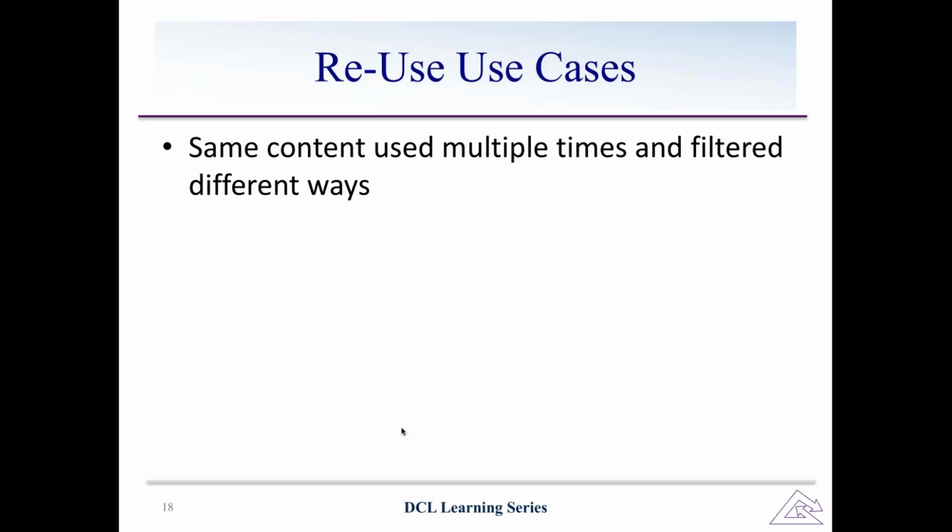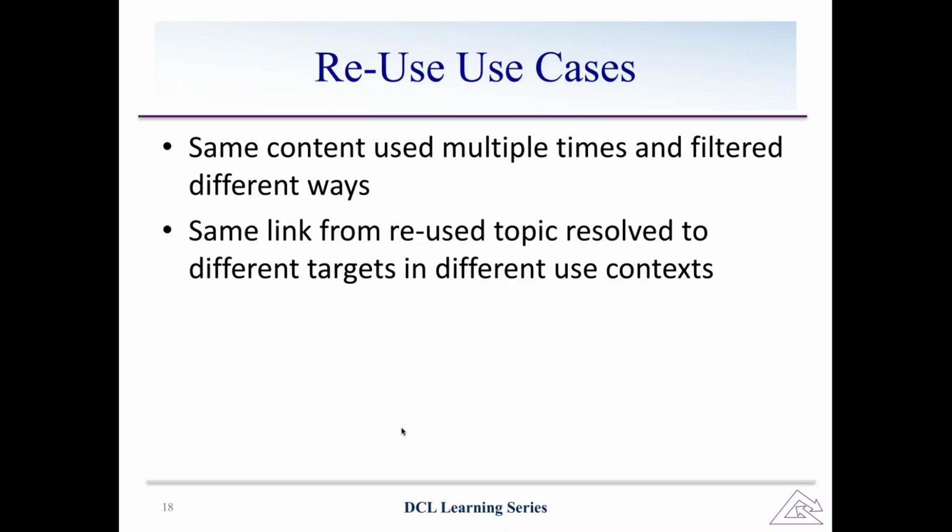So, reuse use cases that I want to talk about. We have the same content used multiple times and filtered in different ways. And that was the use case that I started with at the beginning, right? We have a pair of topics. They have content for different operating systems. They're used multiple times. Each of those uses filters that content differently. We could have the same link from a used topic that we want to resolve to different topics, different targets, and different use contexts, right?